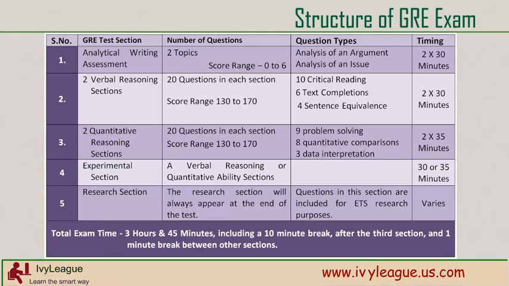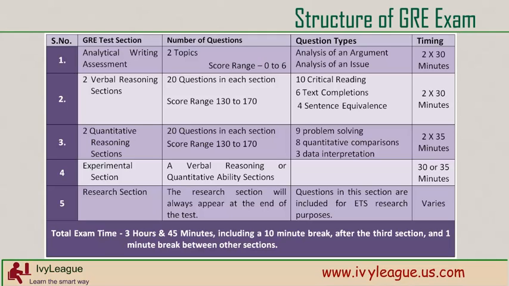This is a quick visual of what the structure of the GRE exam looks like. The test starts with the analytical writing assessment section of 1 hour. In the AWA section, you have to type in 2 essays, called analysis of an issue and analysis of an argument. Now you have 2 verbal reasoning sections, 2 quantitative reasoning sections and an experimental section. This experimental section can either be a verbal reasoning or a quantitative reasoning section. But you will not be able to identify which section is the experimental one. At times, the experimental section may be replaced by a research section. If a research section comes on your exam, it will be positioned at the end.